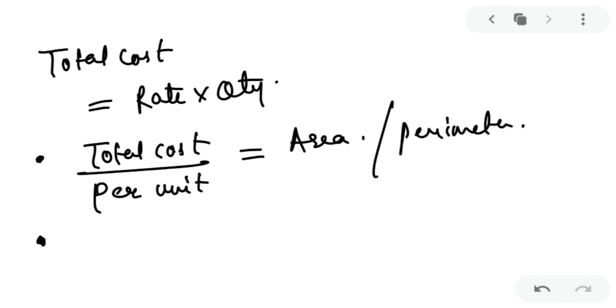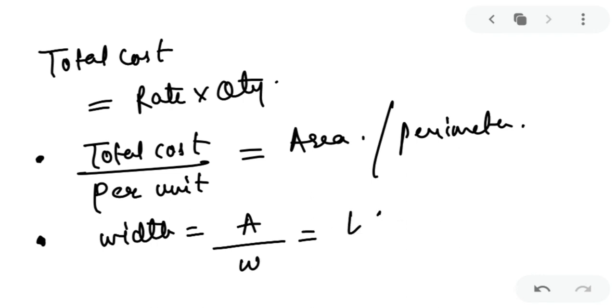Sometimes in your problem the width of the carpet will be given. So be very sure: when you go to the market, you don't buy carpet with respect to width. We buy with respect to length. So you have to divide the area by the width to get the length, and then you can multiply with your per unit cost to get your total cost.